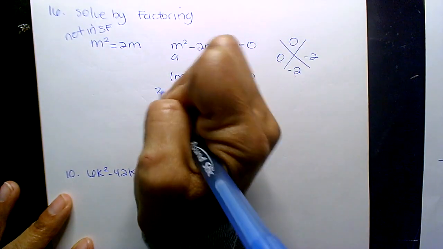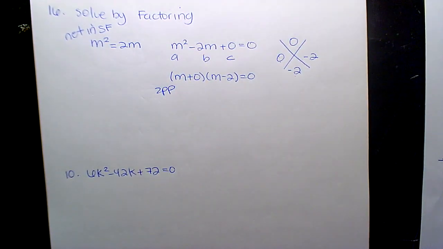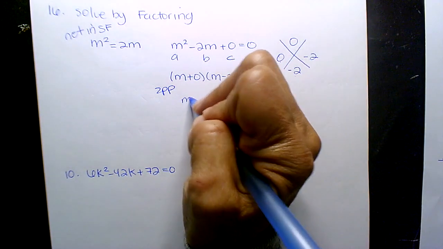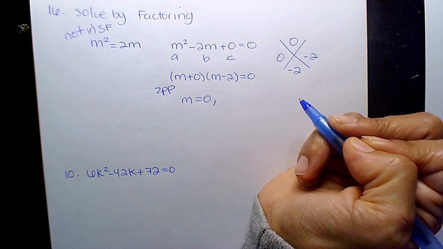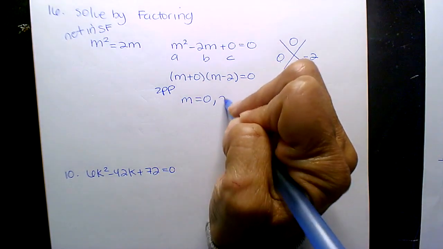But now you're going to go ahead and use the zero product property. But there is no such thing as a -0. 0 is always positive, never negative. So m is 0 and 2.